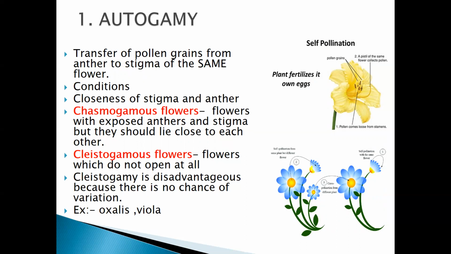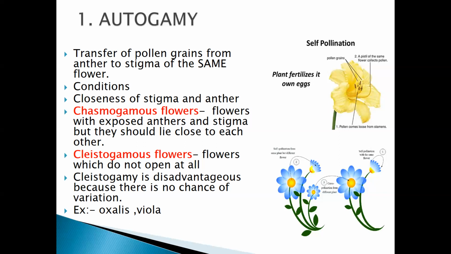Clear? Now, why are examples important? When you are writing a differentiation, there should be 2 points for 2 marks. You are understanding it? 2 points for 2 marks. One definition, one example. Clear?